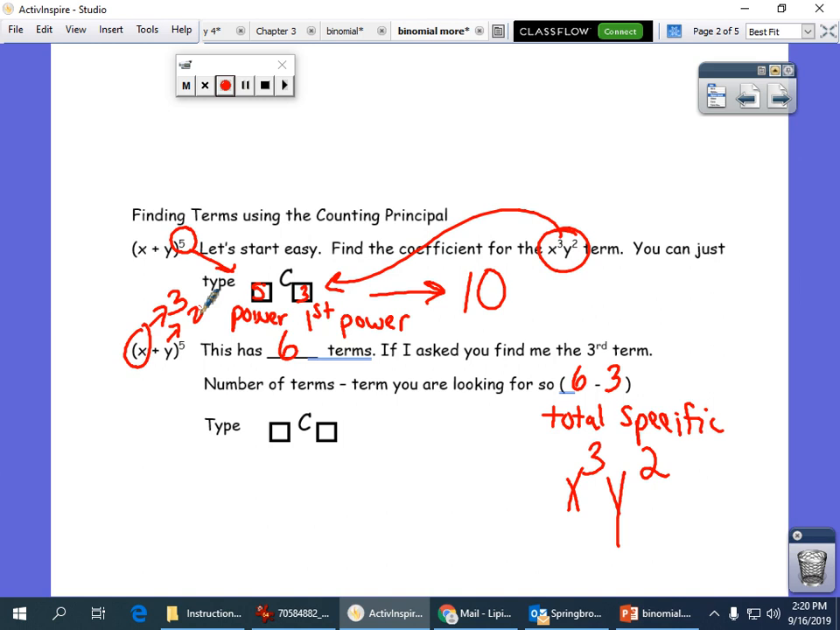Now that I have powers, I can write the code. What is the first piece of the code? 5. What's the second part of the code? 3, which gives me 10. So that would be my coefficient. We're just doing simple ones today. Tomorrow we're going to add in some extra numbers.